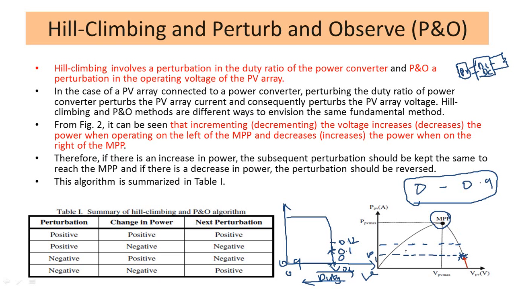Please listen. I have the 0.1 duty cycle. For the next iteration, I am declaring my duty cycle at 0.1, and I am incrementing my duty cycle.